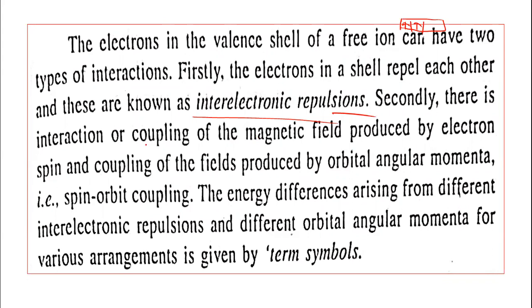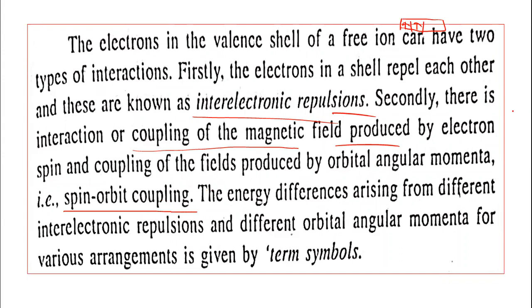Second, there is an interaction or coupling of the magnetic field produced by the electrons. We know that a magnetic field is produced by the electron. So there is an interaction or coupling of the magnetic field produced by the electron spin and the field produced by the orbital angular momentum. That is spin orbit coupling. This is a new thing now, spin orbit coupling.